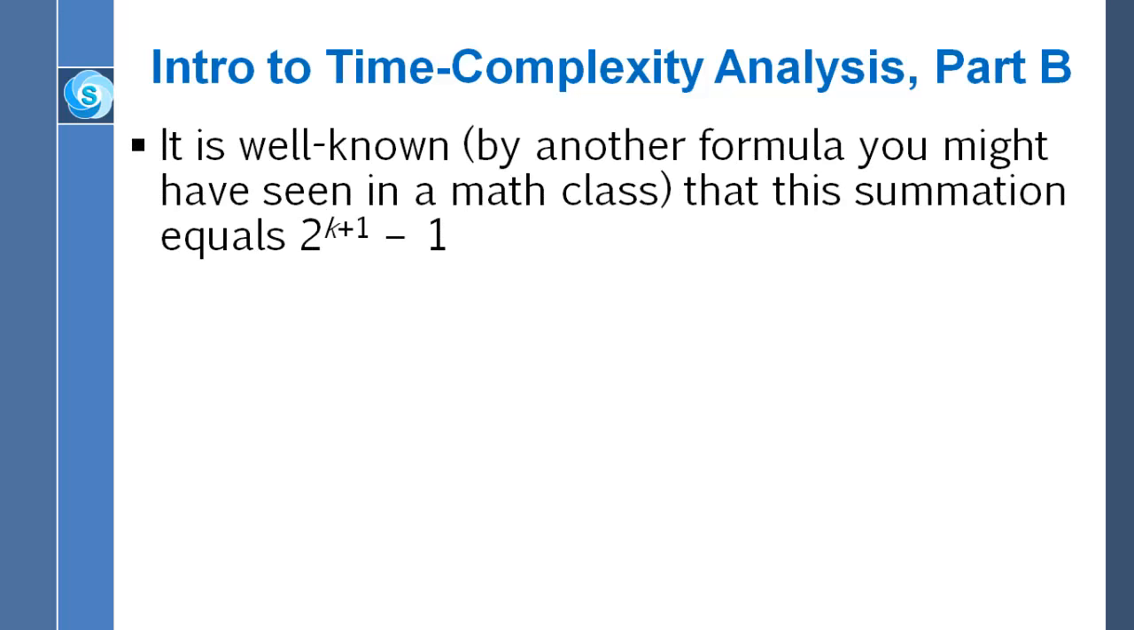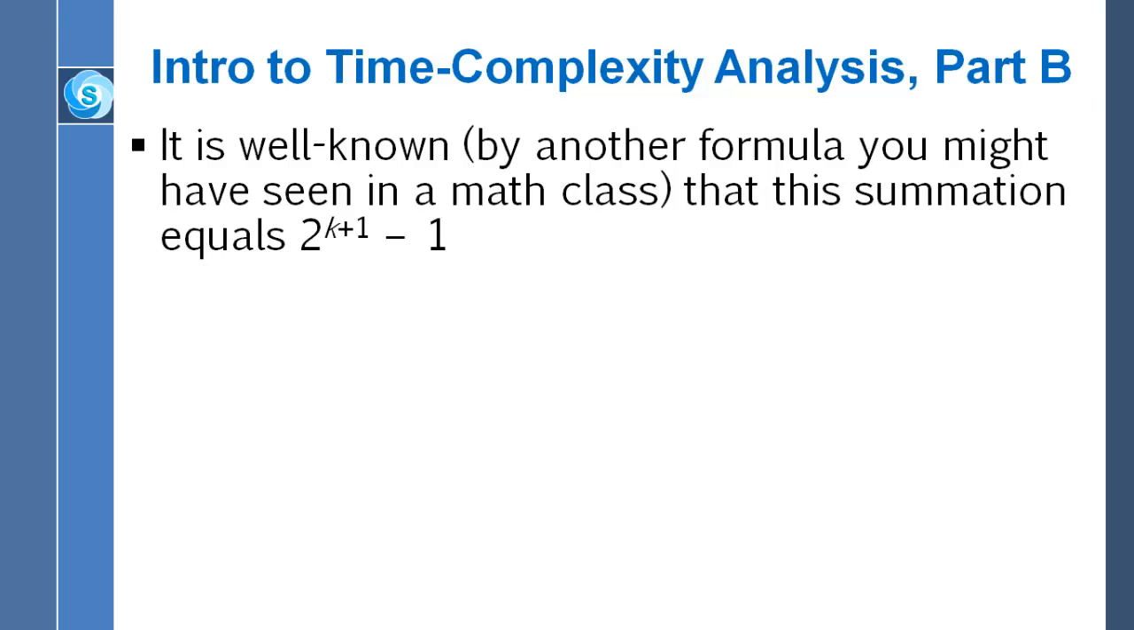Okay, similar to the situation in part A, it turns out that there's a formula for adding all those numbers together. And it's a pretty well-known formula. You might have seen it in a math class. Don't worry if you haven't. But it turns out that adding powers of 2, beginning at 1 and going up to 2 to the k, is the same thing as 2 to the k plus 1 minus 1. Okay? If you've seen that before, that's great.